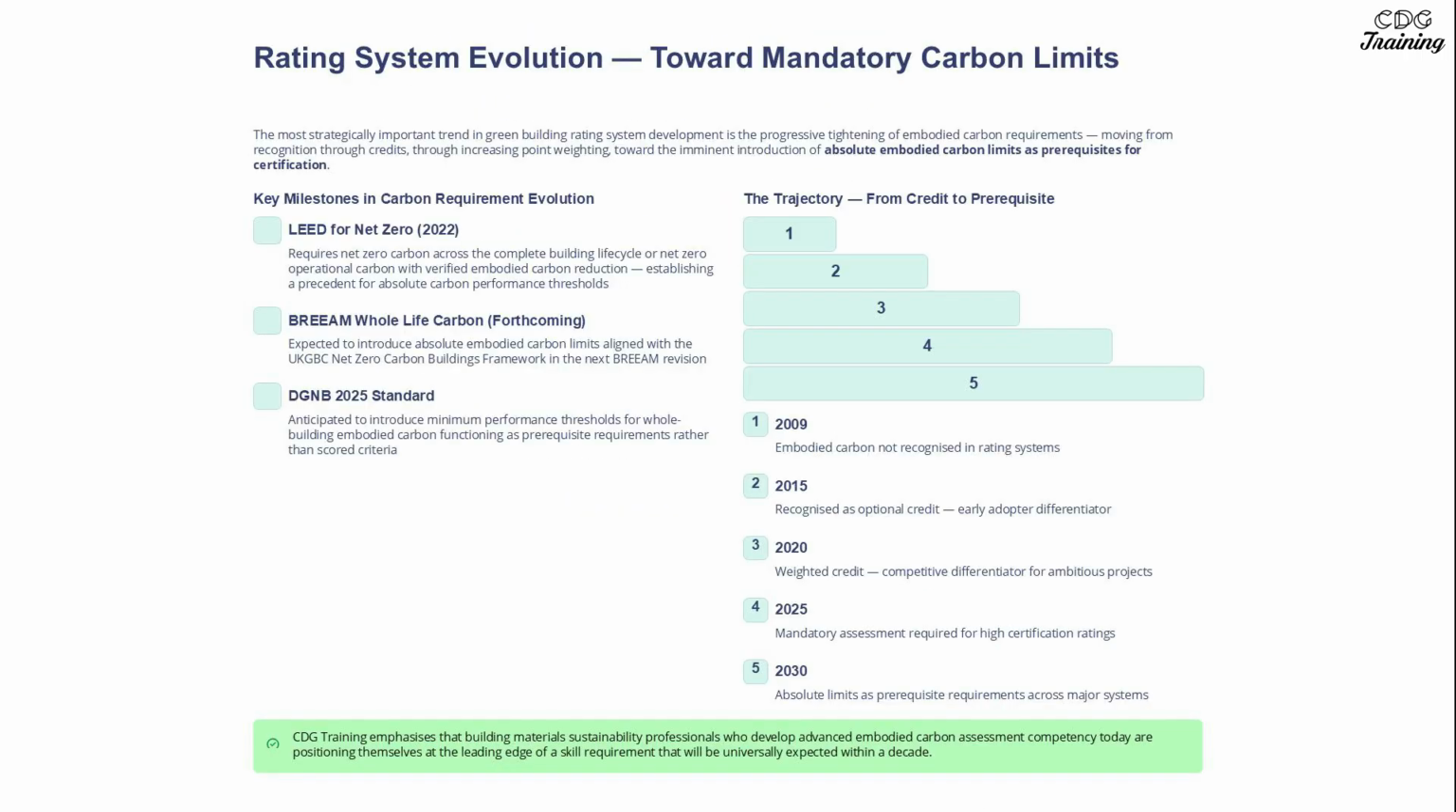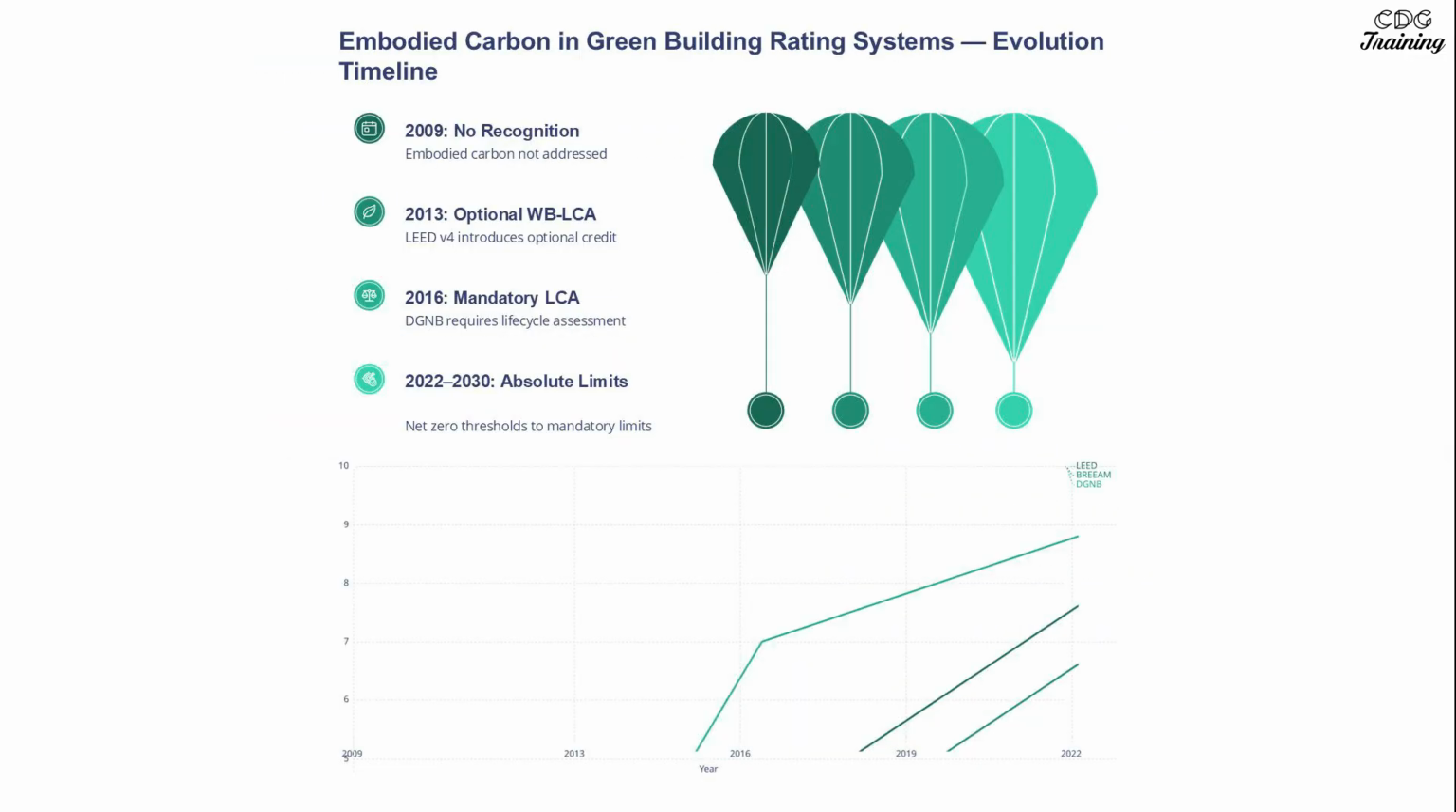The evolution of rating systems is moving towards mandatory carbon limits, with milestones like LEED for net zero and BREEAM whole life carbon. These changes reflect a commitment to reducing embodied carbon in buildings. The timeline of embodied carbon in rating systems shows a shift from no recognition to mandatory limits, highlighting the increasing focus on carbon reduction in sustainable building practices.